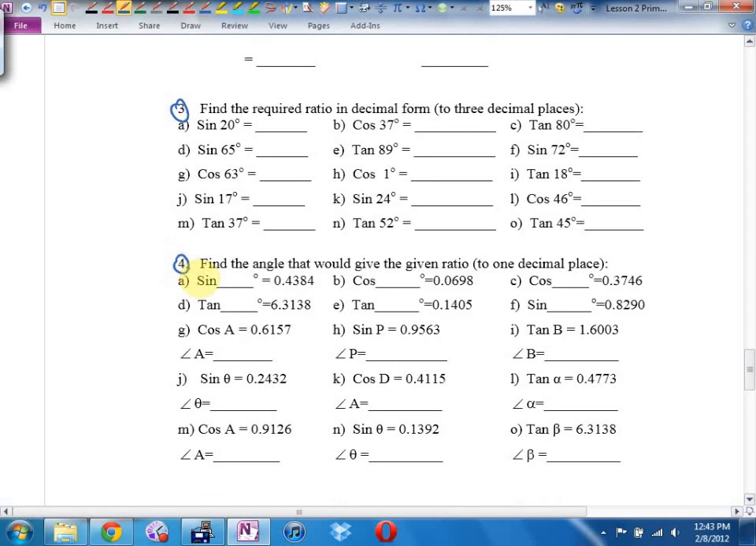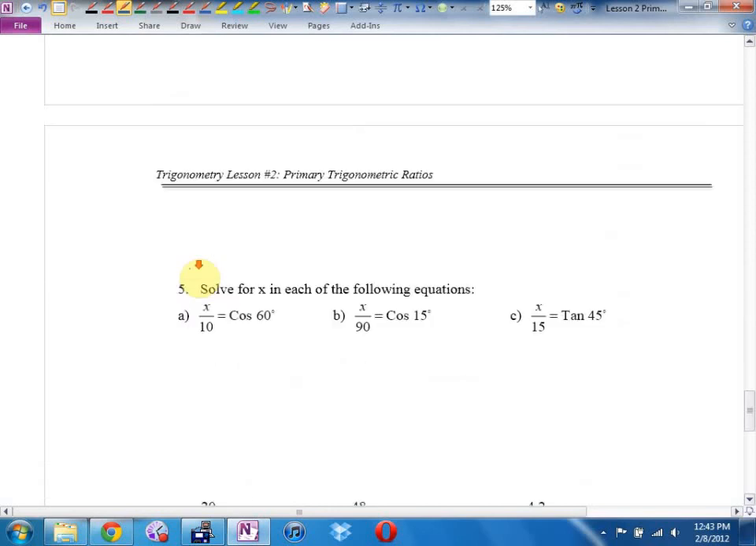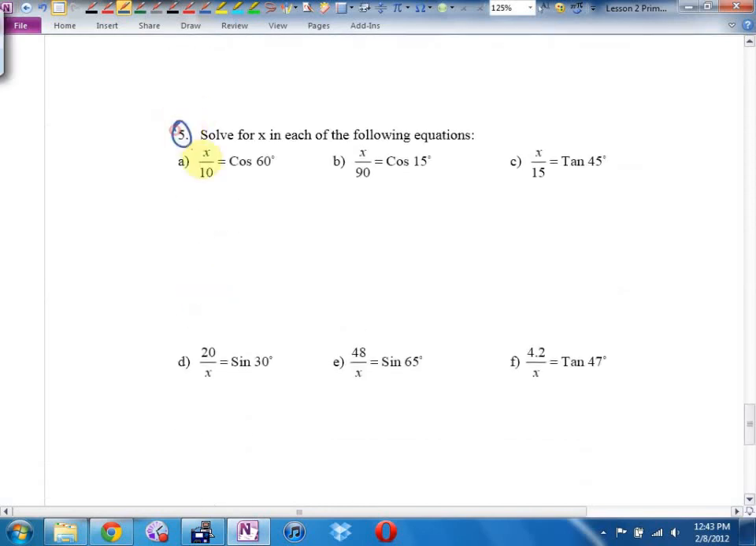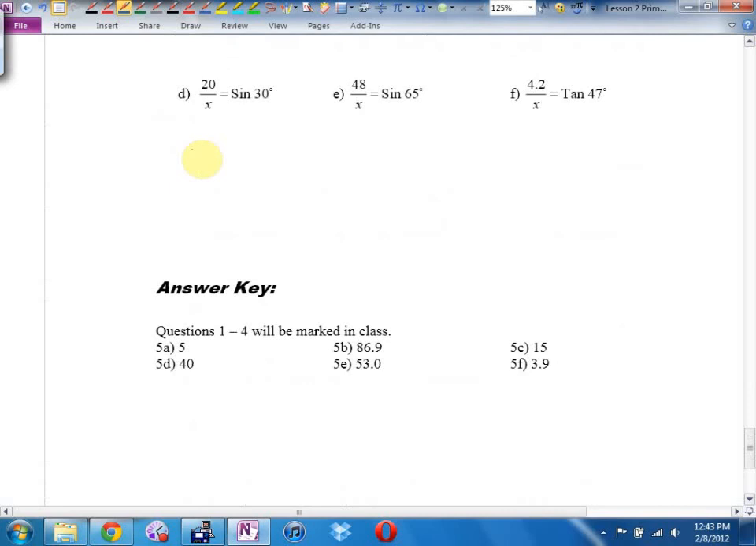Adrian, you may notice number 4. In number 4, I don't know any of the angles. Number 4 is going to be the shift or the second function button. Going backwards. 5, all. It says questions 1 to 4 will be marked in class. Those answers we'll go over in next class really, really quick.